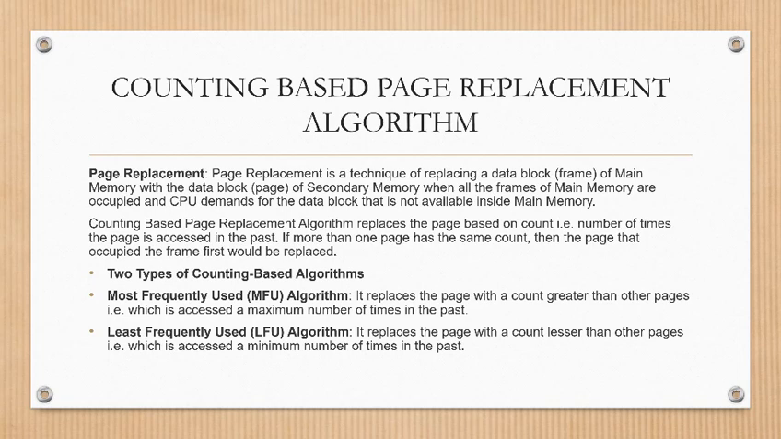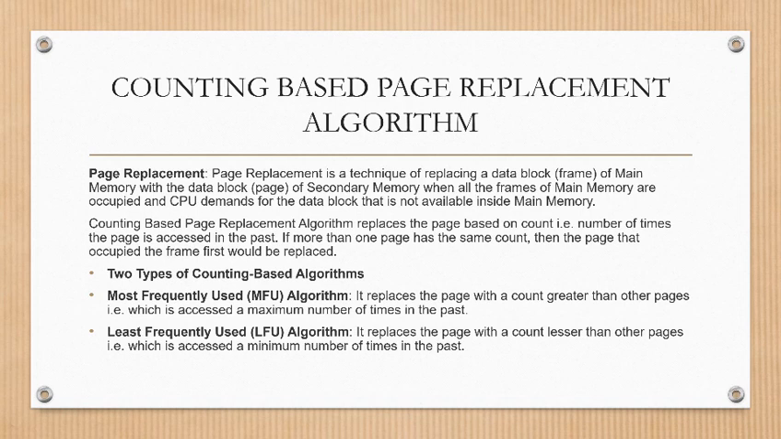Coming to the counting-based page replacement algorithm. What do you mean by page replacement? Page replacement is a technique of replacing a data block of main memory with a data block of secondary memory when all the frames of main memory are occupied and the CPU demands a data block that is not available inside main memory. The counting-based page replacement algorithm replaces the page based on count, that is, the number of times the page was accessed in the past. If more than one page has the same count, then the page that occupied the frame first would be replaced.